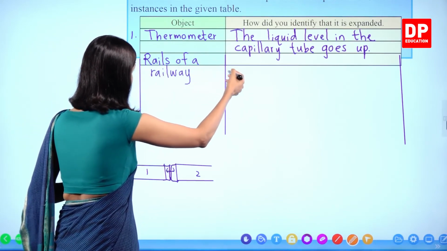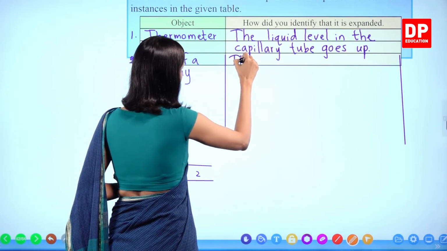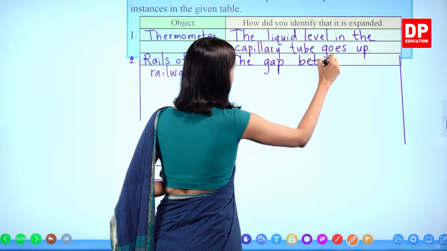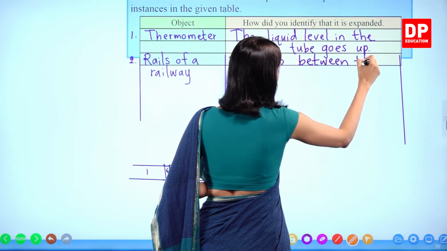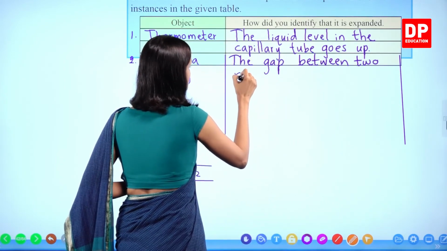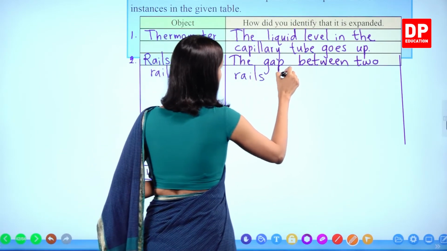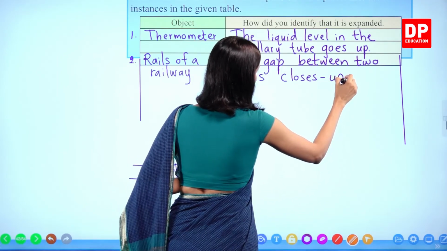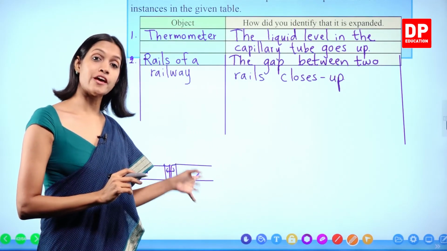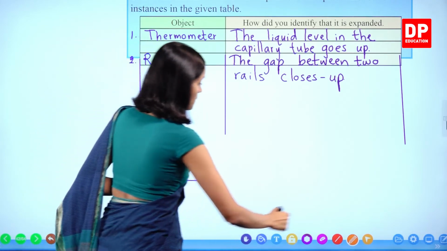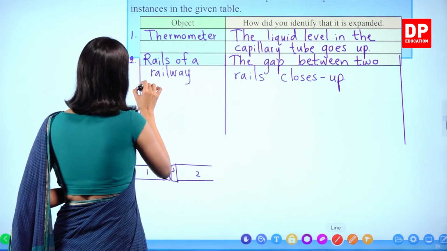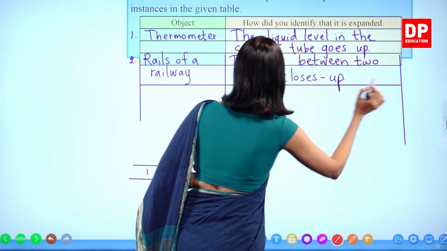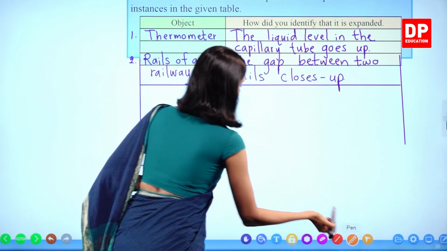Let's write rails of a railway. The gap between two rails closes up. So if it is closed up, we know that expansion has taken place, okay? Right. What are the other instances, children? I'll write one more instance. What are the other instances?